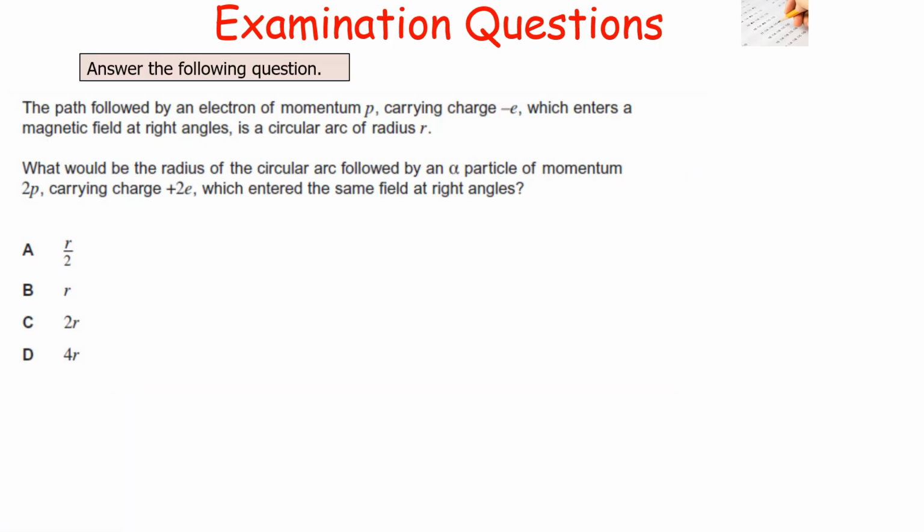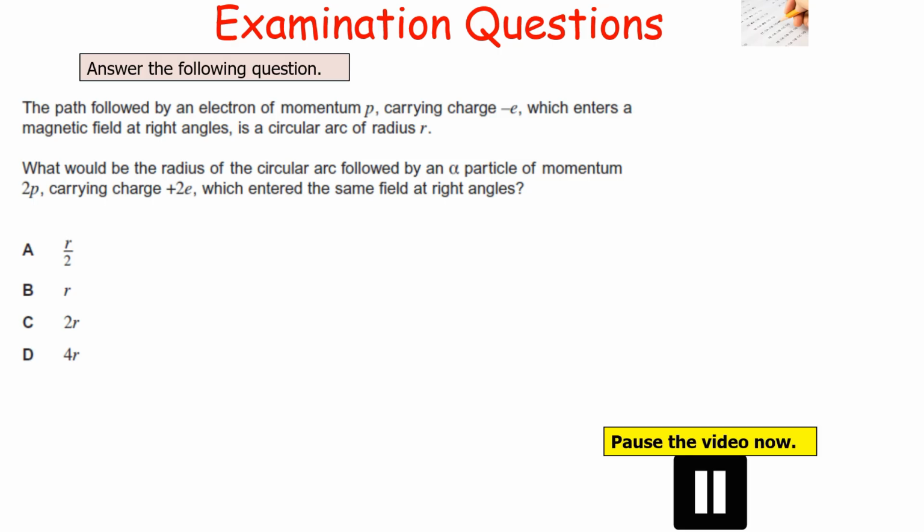The next question says, the path followed by an electron of momentum p carrying charge minus e, which enters a magnetic field at right angles, is a circular arc of radius r. What would be the radius of the circular arc followed by an alpha particle of momentum 2p carrying a charge of plus 2e when entering the field at right angles? So pause the video now, then unpause the video when you want to go through your answer.